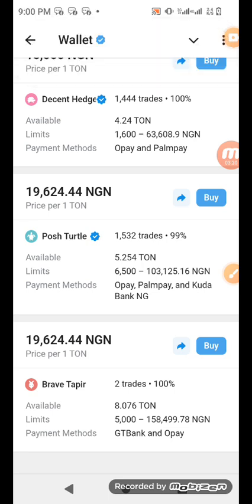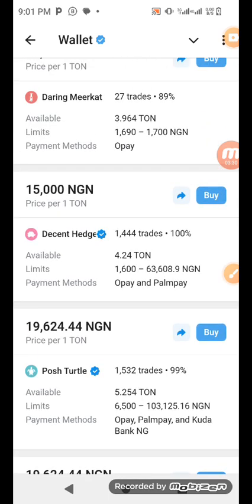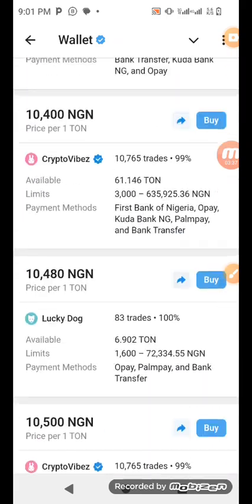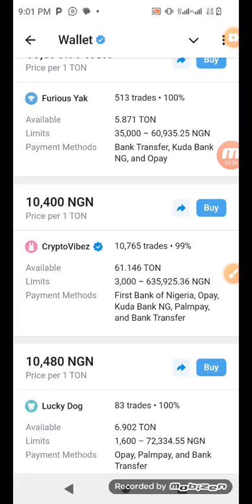He has made 2 trades. Currently, this one is selling at 19,000. He has made over 1,532 trades. People are buying. So don't say, how can somebody buy? People are buying it. If you want to buy it cheaper and nobody's selling, you're going to buy. So if you want to buy this stuff, stop arguing. Go and buy. And this is going to be going higher and higher.